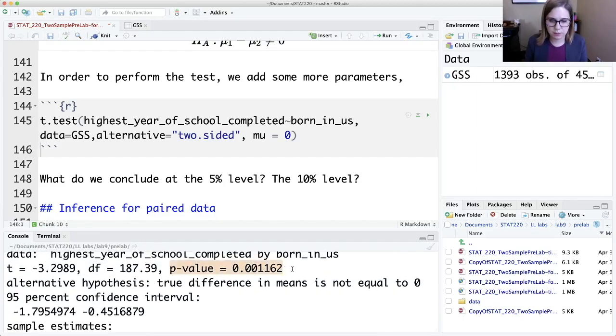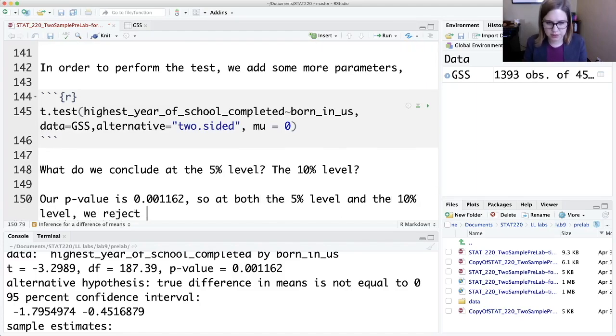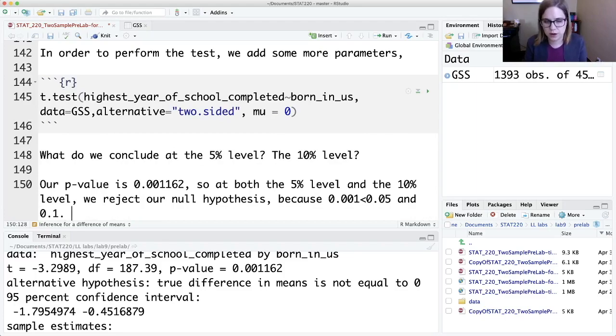And again, it's given me my p-value. That's the most important thing. And so our p-value is 0.001162. So at both the 5% level and the 10% level, we reject our null hypothesis because 0.001 is less than 0.05 and 0.1. So those were our cutoffs.